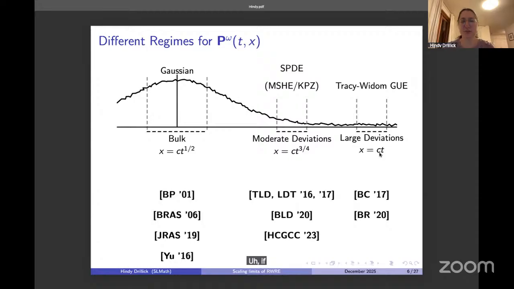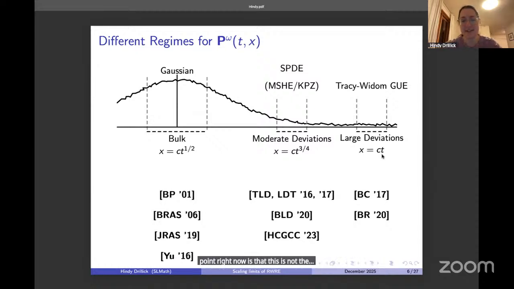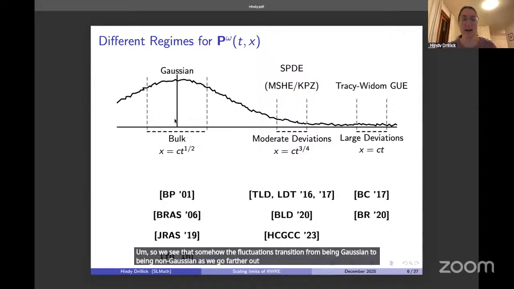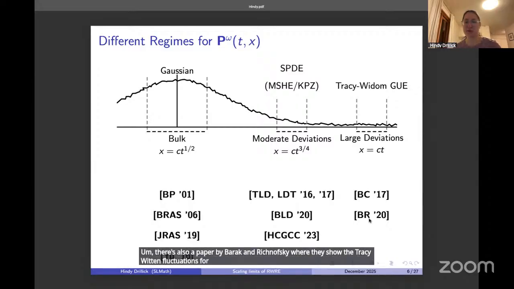If you haven't seen this distribution before, it was first discovered in the context of random matrix theory, where it was shown to govern the fluctuations of the largest eigenvalue of the Gaussian unitary ensemble. But if you haven't seen it before, the key point right now is that this is a non-Gaussian distribution. So we see that somehow the fluctuations transition from being Gaussian to being non-Gaussian as we go farther out into the tail. There's also a paper by Parekh and Rychnovsky where they show the Tracy-Widom fluctuations for sticky Brownian motion, which is like a continuous version of the random walk in random environment.